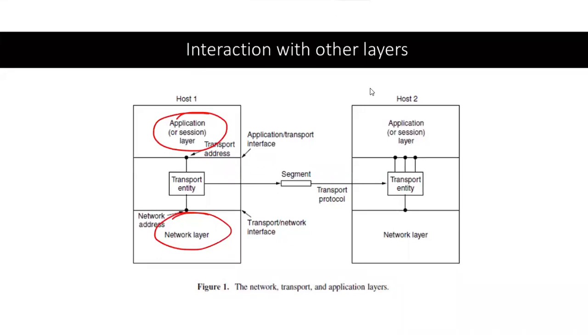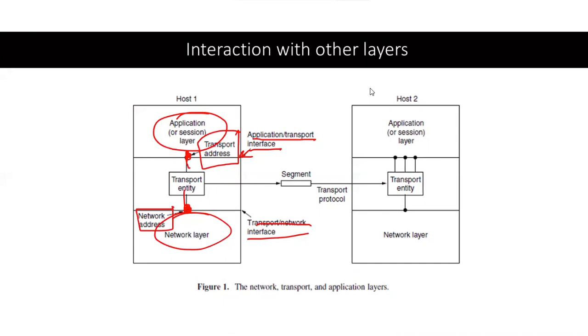So we can see here the network layer, the transport layer, and the application layer. The transport entity is using the services provided by the network layer. There is an interface between the transport layer and the network layer, which is the transport network interface. Similarly, between the application layer and the transport layer, there is the application transport interface. At these points, in case of the transport layer, you have a transport address, and in case of the network layer, you have the network address.